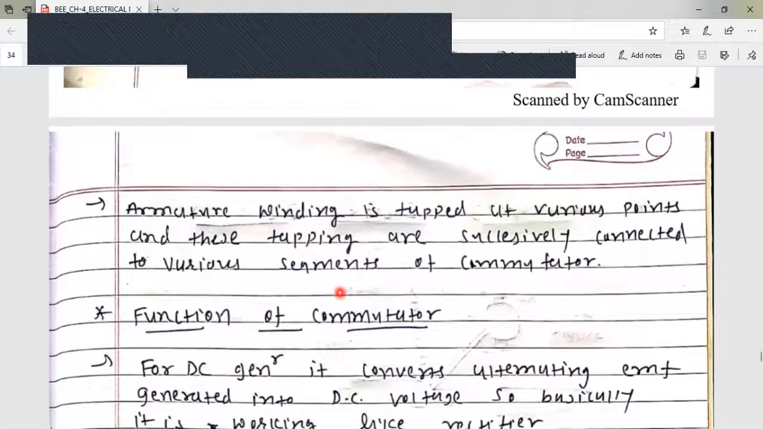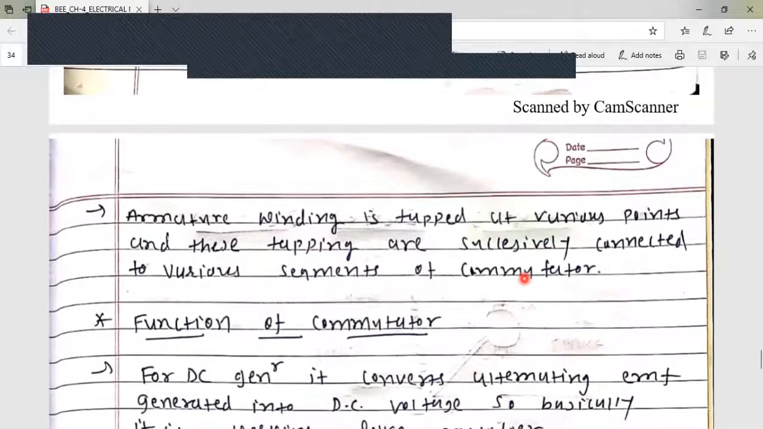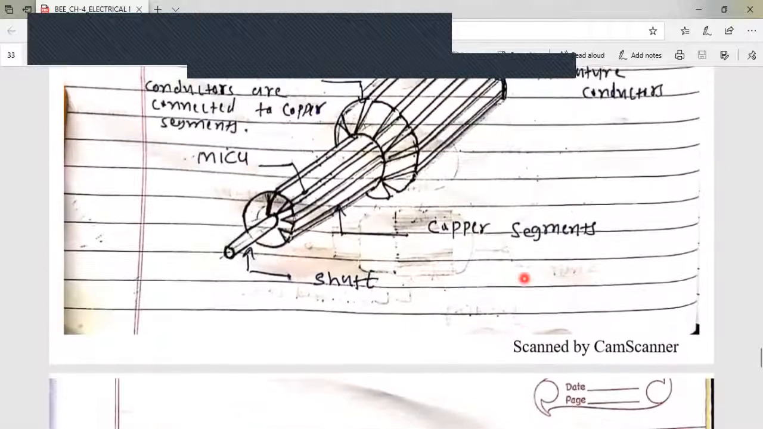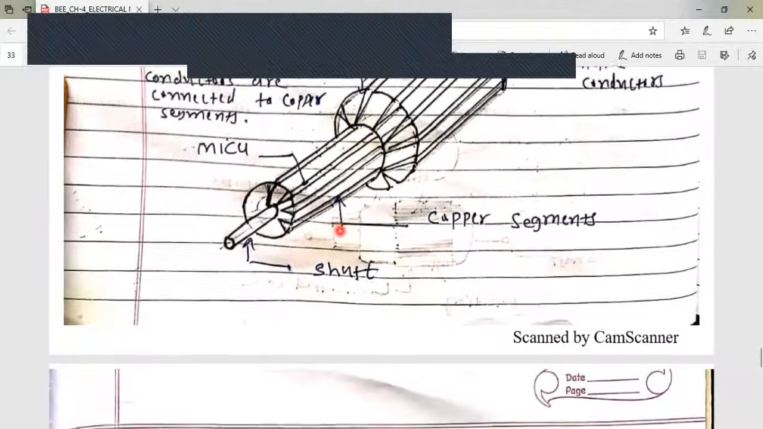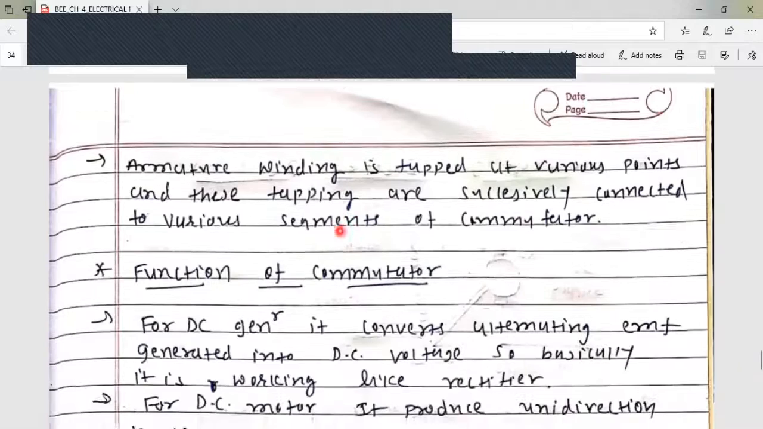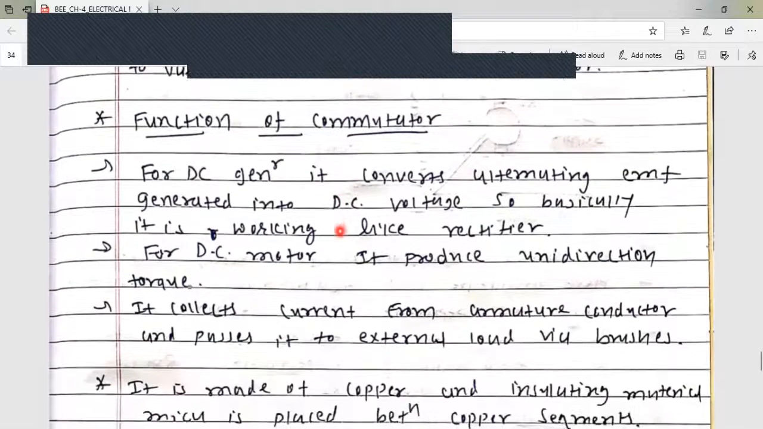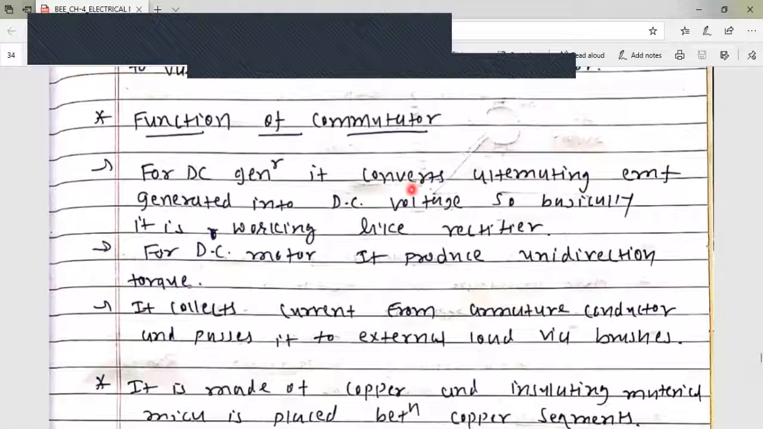So armature winding is tapped at various points, and these tappings are successively connected at various segments of the commutator like this. These tappings are connected with the commutator. Now, function of commutator. For a DC generator, it converts alternating EMF into DC voltage.